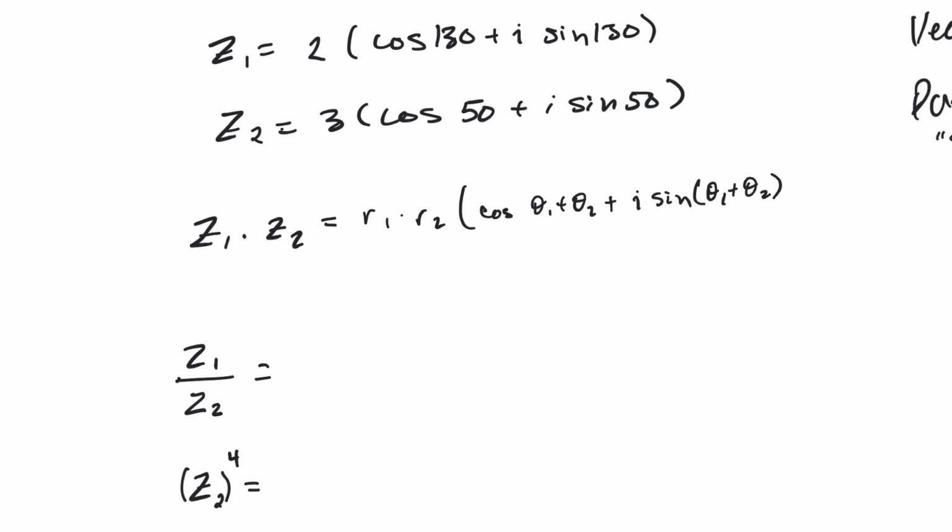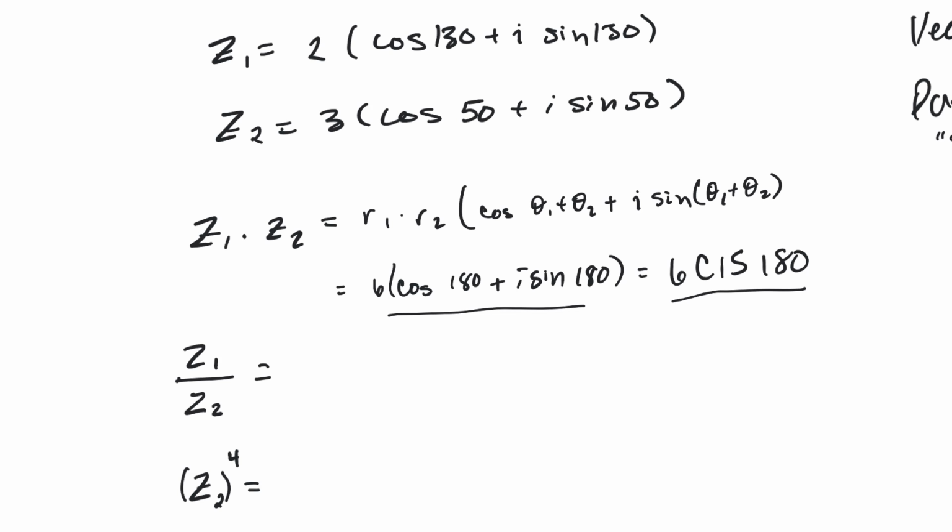If I apply this to the two problems above, 2 times 3 would be 6. That's going to be cosine of 130 plus 50, which is 180, plus i sine of 180. And that's it, right? And of course, we can write that in shorthand, 6 cis 180, if it's a free response type of question. Sometimes you'll see that in multiple choice questions even. But this, as well as this, is essentially the correct answer. I don't really prefer either form. I usually write it shorthand just because it's easier.